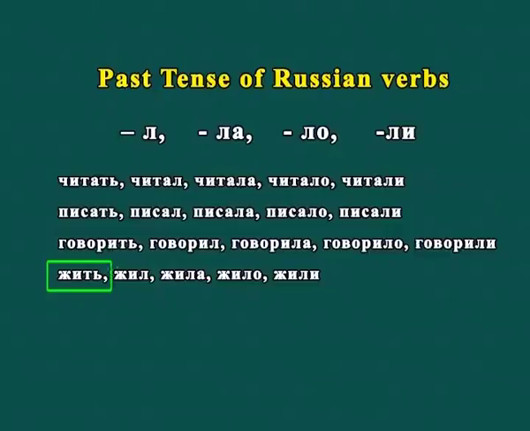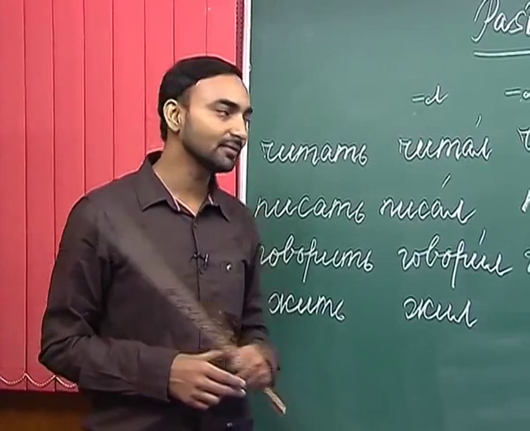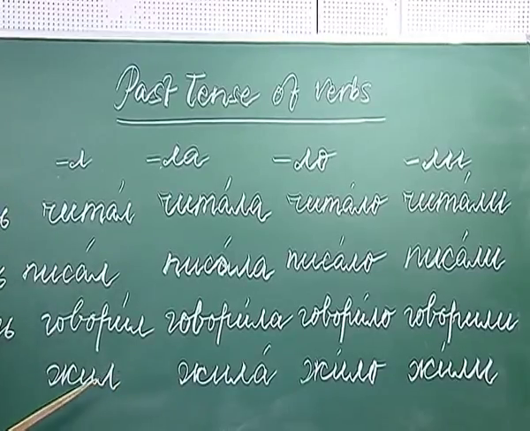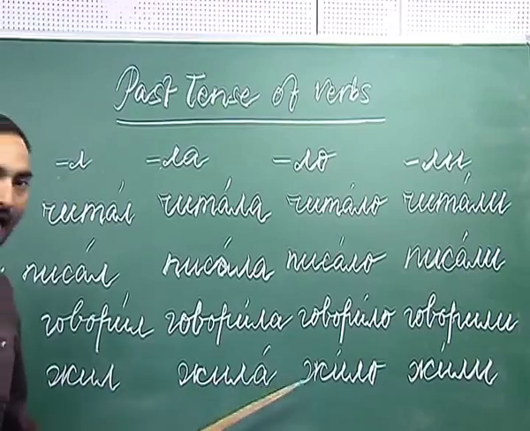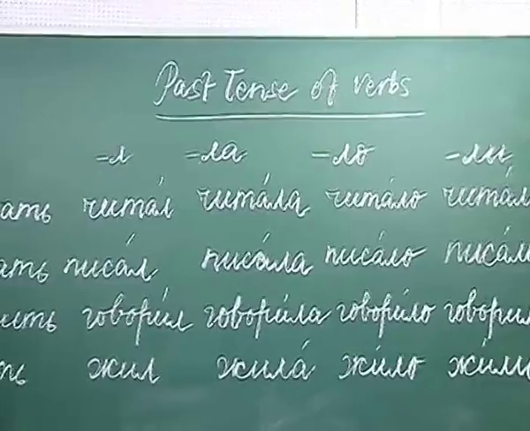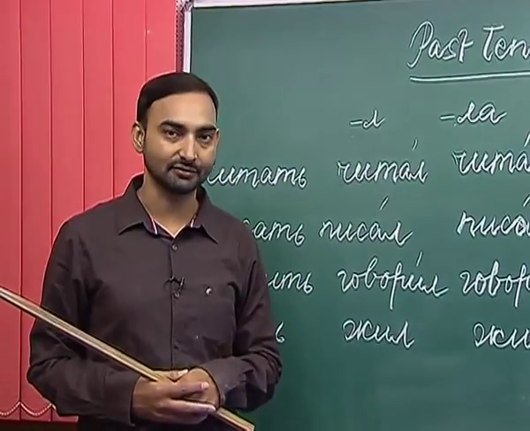The next verb we have is zhit'. Zhit' is to live. So how do we get the past tense forms of the verb zhit'? Remove the -t' and soft sign and add -l in the masculine form. So we get zhil, zhila, zhilo and zhili. Masculine is zhil, zhila, zhilo and zhili. So this is how we make the past tense forms from the verbs in Russian.